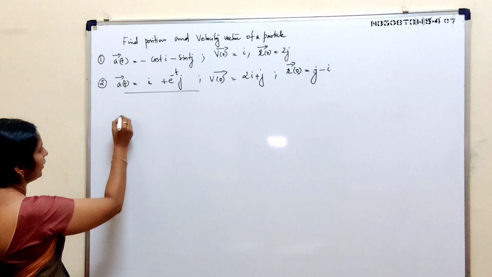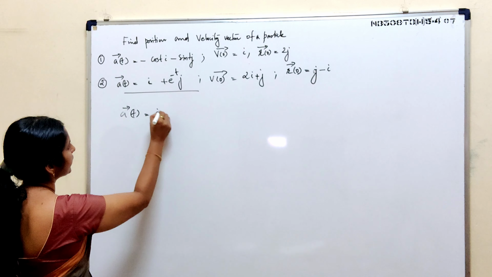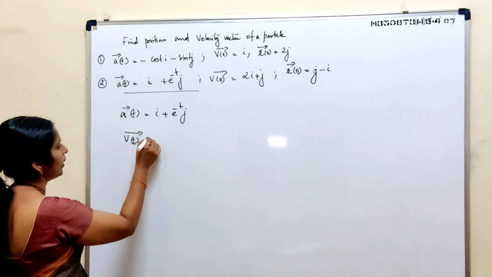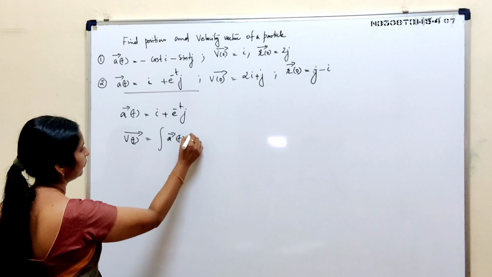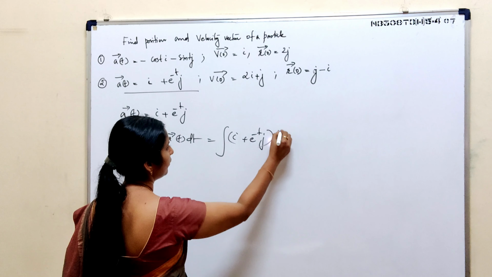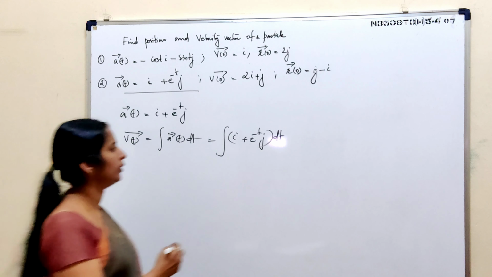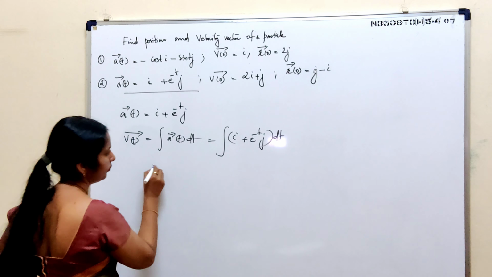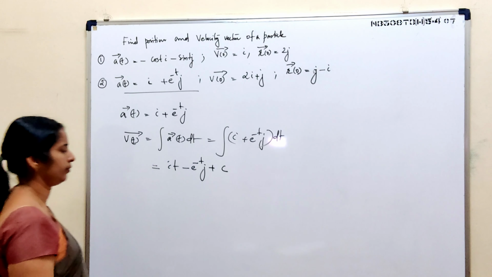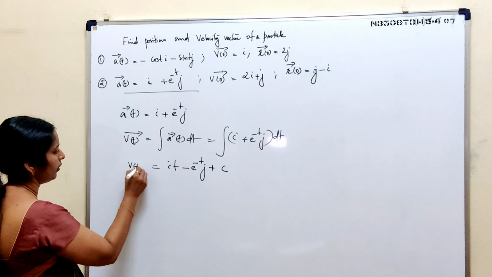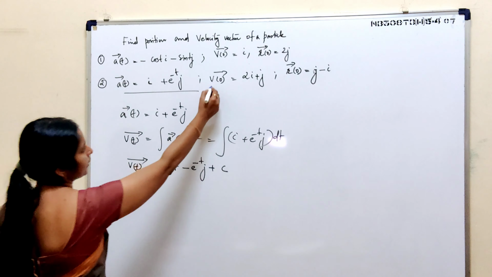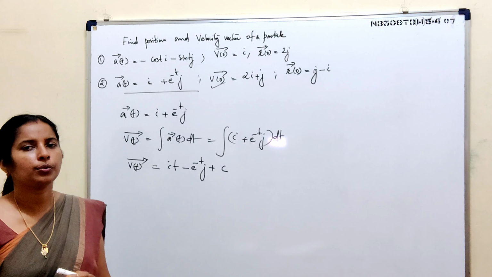Next, consider the second question. Given acceleration is i plus e raised to minus t j. So, how can we find the velocity? By integrating a(t). That is, the integral of i plus e raised to minus t j dt. What is its integral? Its integral is t i minus e raised to minus t j plus c. For getting the constant c, you apply this condition.